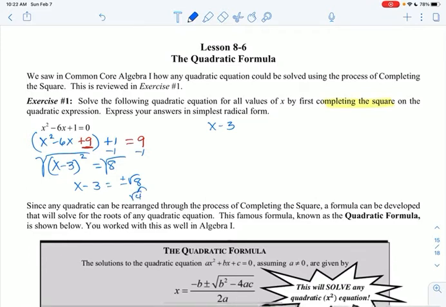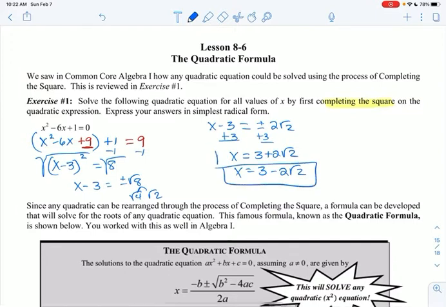That's the square root of 4 and the square root of 2. Now the square root of 4 is equal to 2, so that's plus or minus still. Square root of 4 is 2, and then the other one is radical 2. And then I have to bring that 3. I'm solving for x, so I'm going to add 3 to the other side, and I get x equals 3 plus 2 radical 2, and x equals 3 minus 2 radical 2. So those are my two solutions.